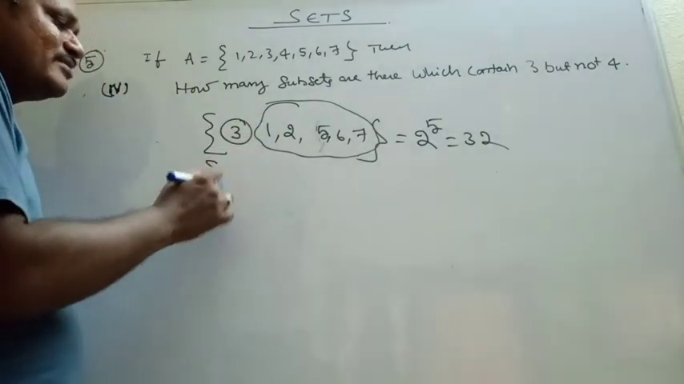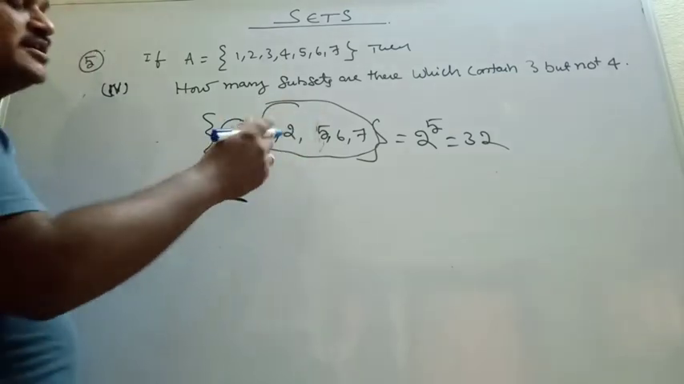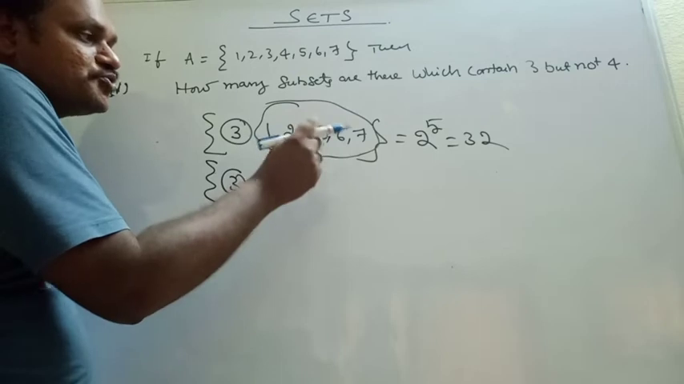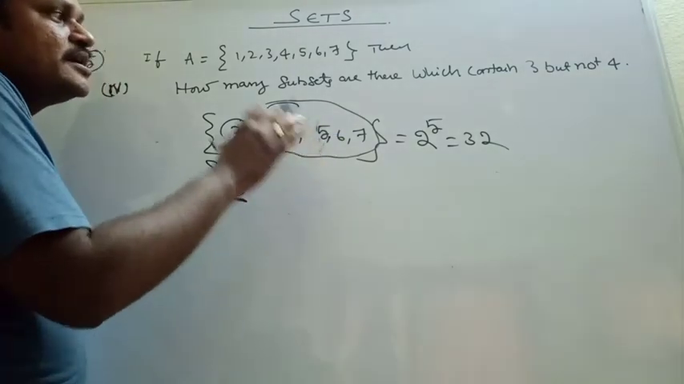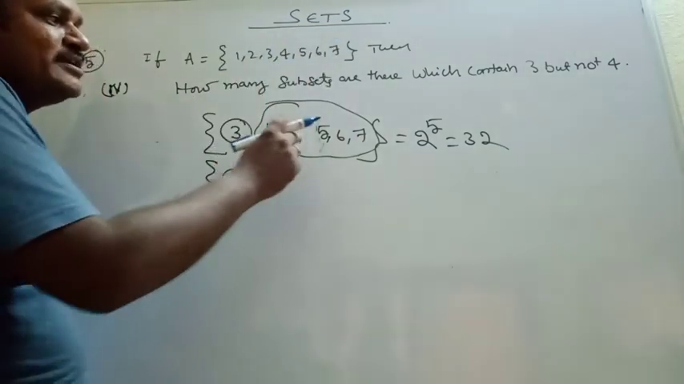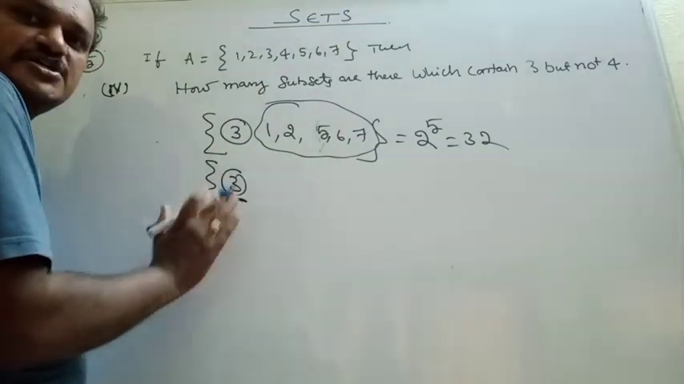How will it be? 3 will be fixed in its place. Remaining, all you will be having. What remaining elements do you have to take? 1, 2, 5, 6, 7. You should not take 4, because we need the subsets which contain 3 but not 4. That means you don't take 4, 3 will be fixed, this need not be counted.